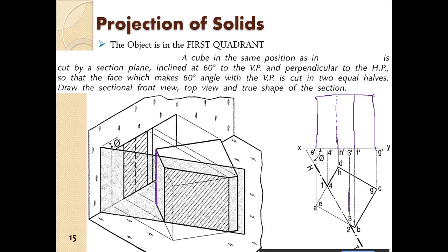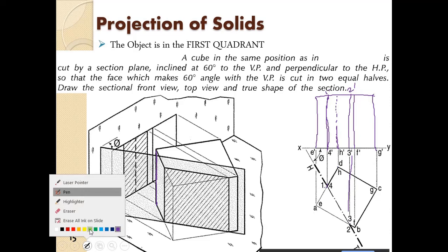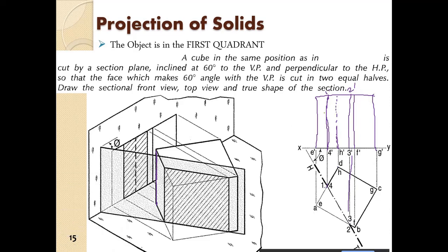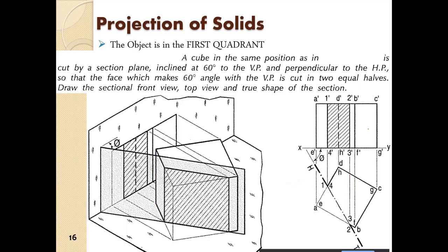So 3 and 2 will be projected up. So 3 and this will be 2 dash. And similarly 4 and 1 we project up, and this is 4 dash and this will be 1 dash. Okay, and this is the plane of intersection. So that is what we have to draw.